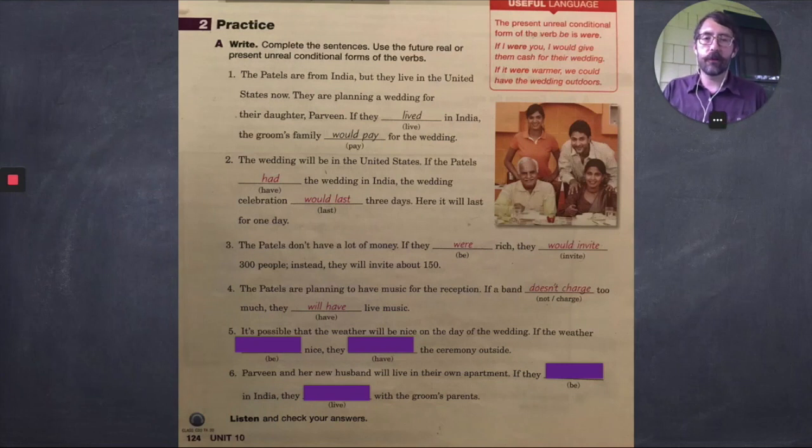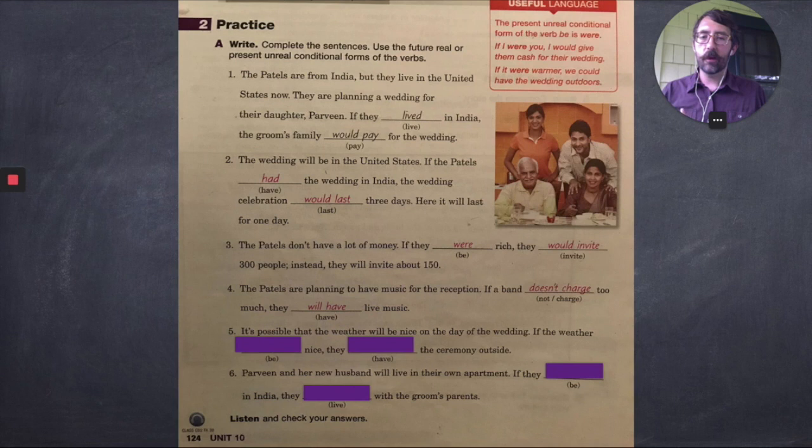Will have in the future. Okay? It's possible that the weather will be nice on the day of the wedding. Okay, so do they know what's going to happen? No, they don't know what's going to happen. It may or it may not happen, but one or the other will happen. It will either be nice or it will rain, right? So we're talking about what might really happen. So we're going to use the future real.